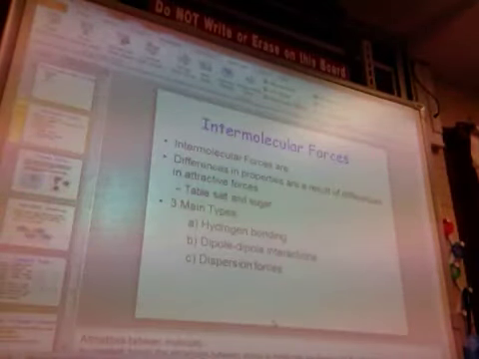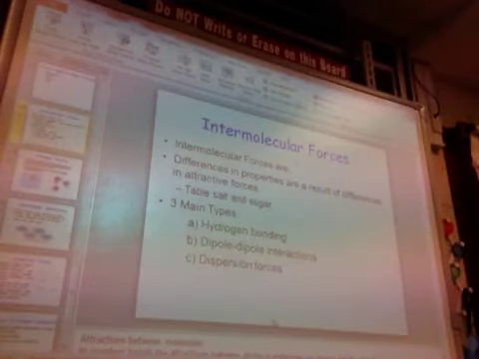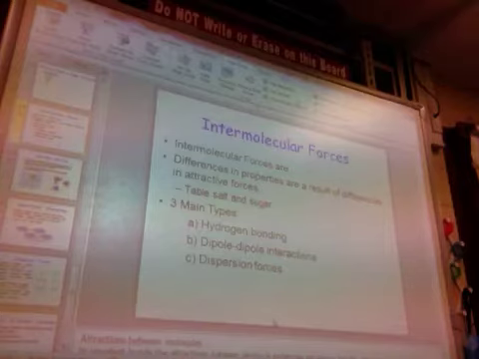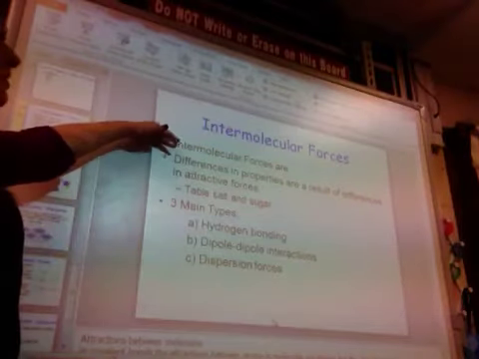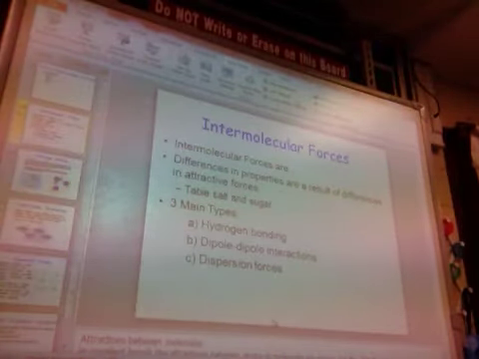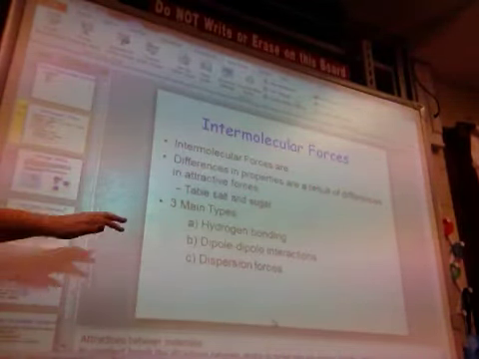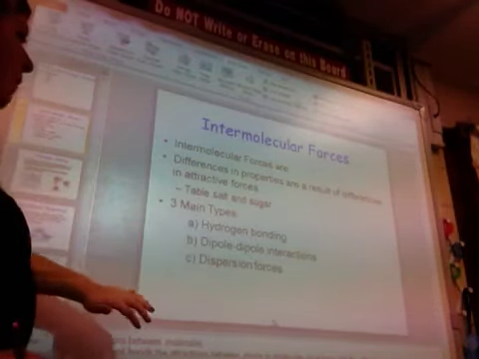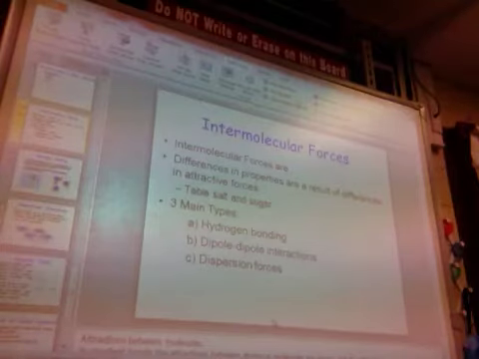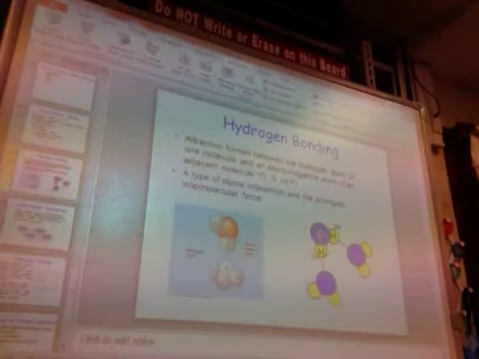So the differences in intermolecular forces are pretty much just the difference between attractive forces. There are three major types of intermolecular forces. All I want you to know right now is intermolecular forces are attractions between molecules, and there are three types. There's hydrogen bonding, there's dipole-dipole, and then there's something called dispersion forces.